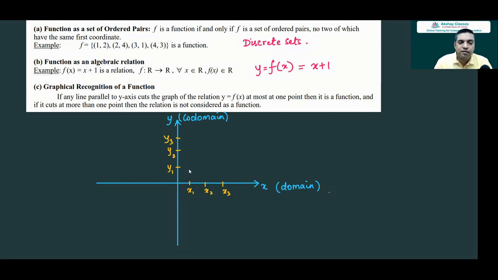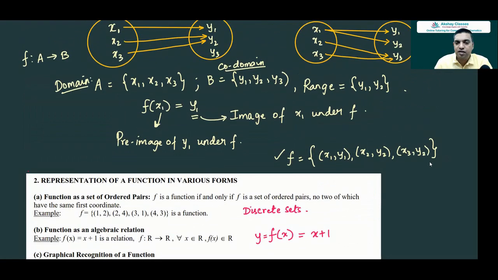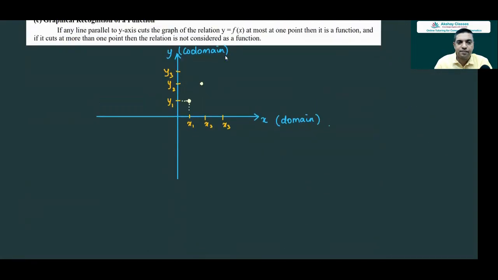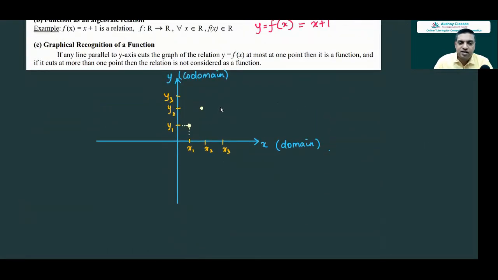Now when you plot the graph, x1 is related to y1. So this particular point represents your functional relationship f. Then x2 relates to y2, and x3 in our example also relates to y2. So this is a representation of the function. This is a function. Of course, it's a function which is breaking. It is not a continuous curve.